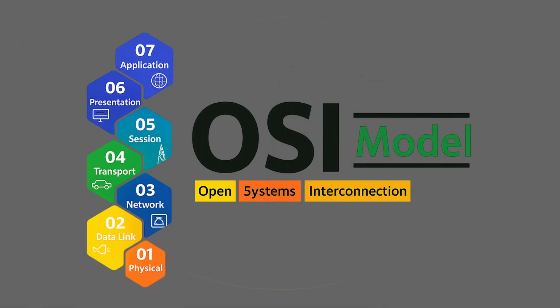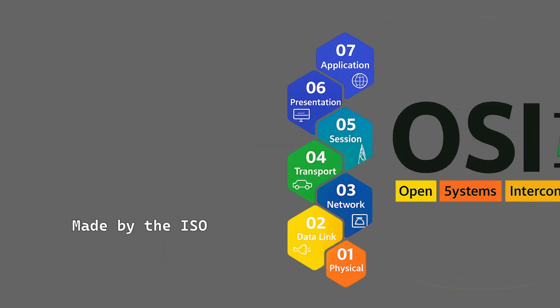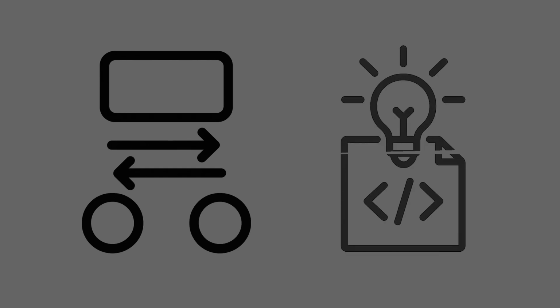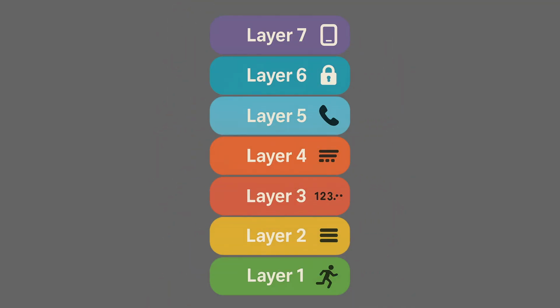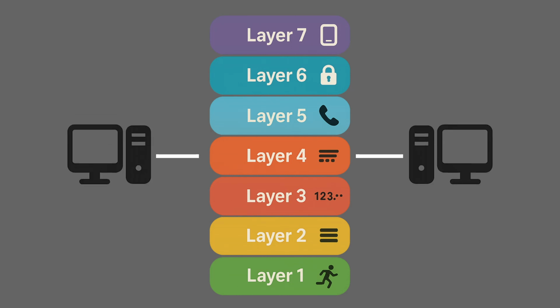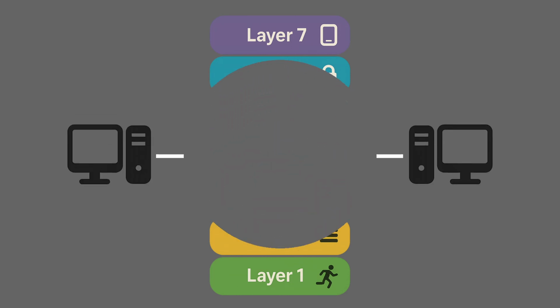OSI stands for Open Systems Interconnection Model. It was developed by the International Organization for Standardization, or the ISO, back in the 1980s. It's not a protocol or a piece of software. It's a conceptual model, and it gives you an expectation for how devices are supposed to communicate. Each of the 7 layers has a specific job, and together they make sure information can travel from one computer to another, no matter what hardware, operating system, or network type they're using.